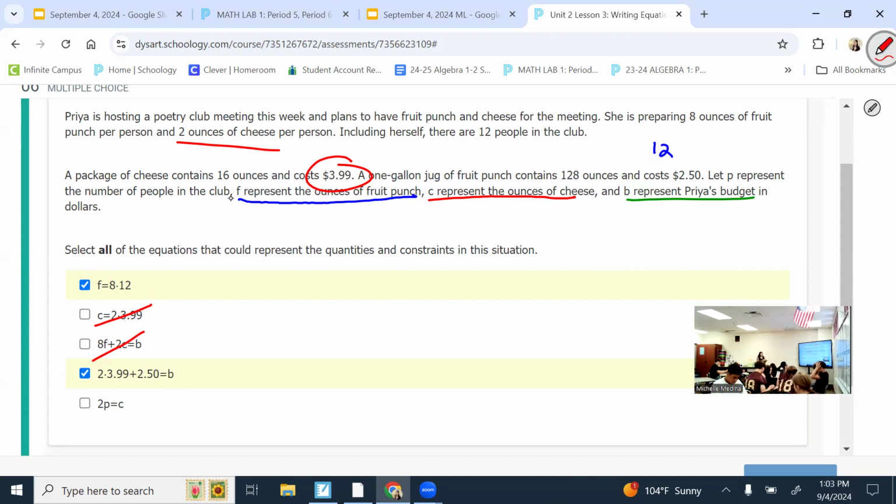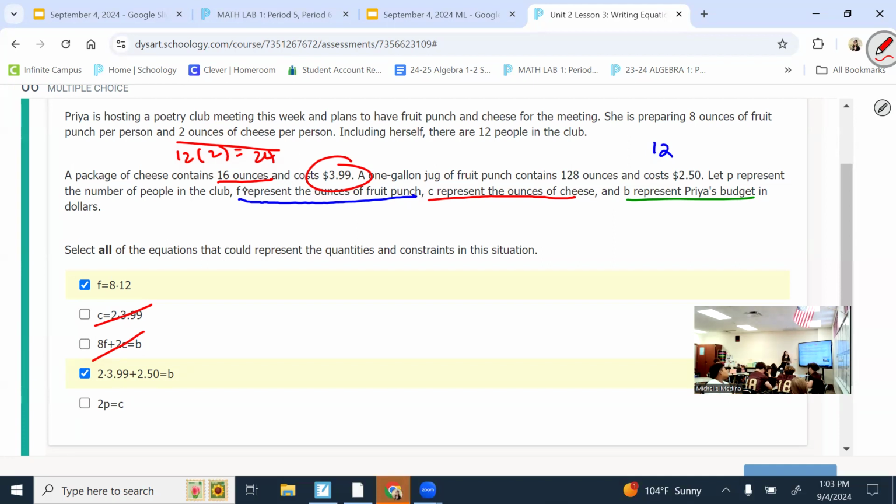So if there's 12 people and we want them to each have 2 ounces of cheese, what's 12 times 2? And a package of cheese contains 16 ounces. So how many packages do I need to buy? 2, and they are multiplying it by $3.99. So far that looks good. Over here, it's just plus 250.